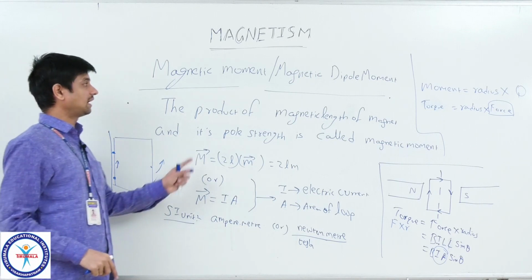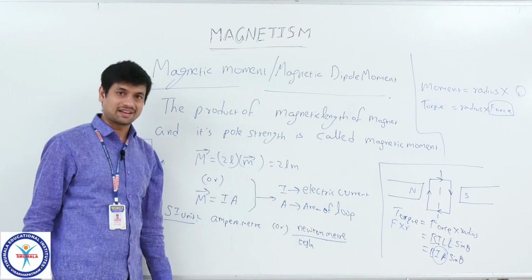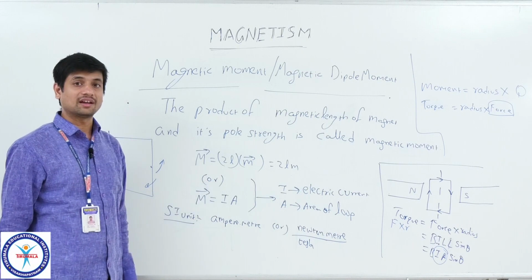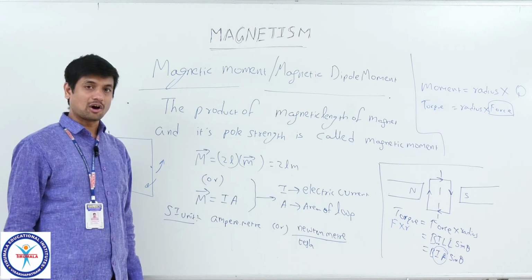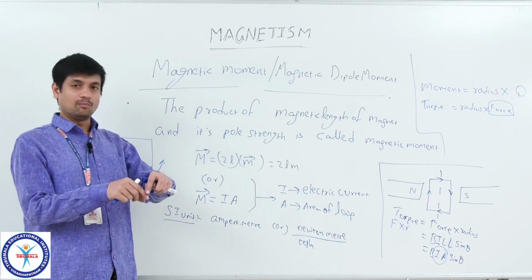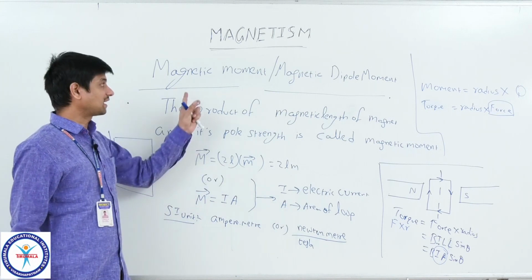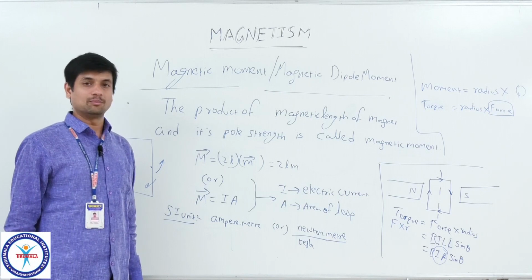Here also the magnetic dipole moment should maintain much distance to get the good effect. That's why the bar magnets are made more lengthy. If you have more length, the magnetic dipole moment also will be more.